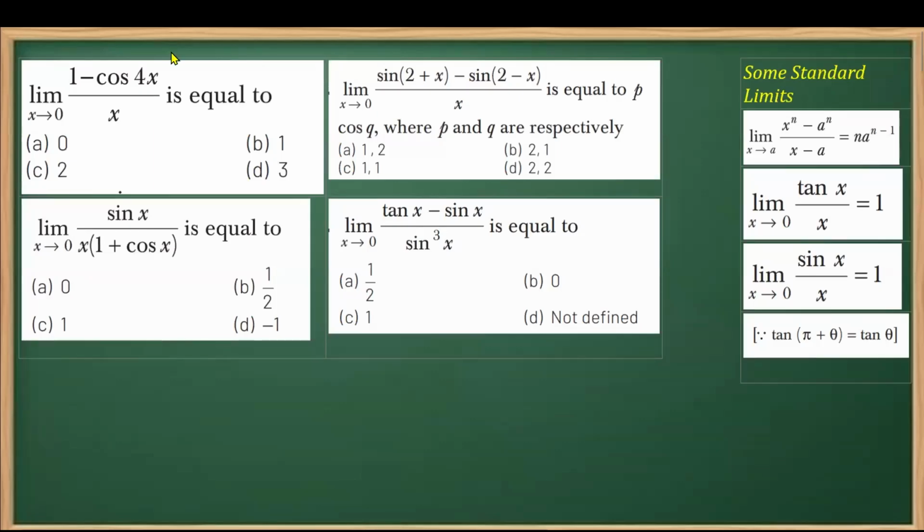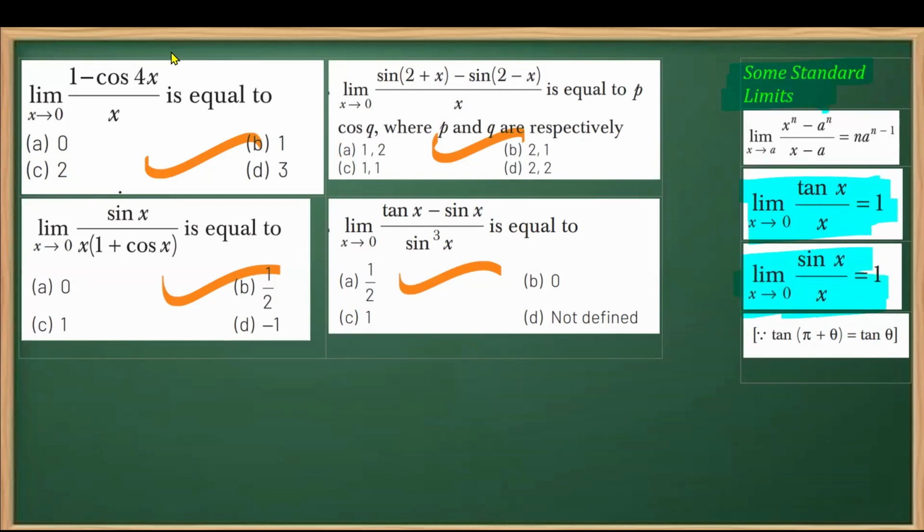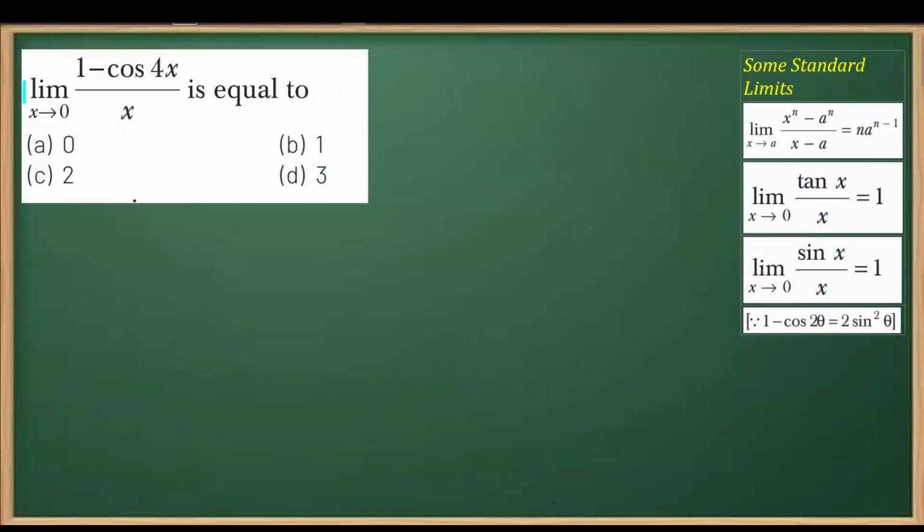In this video, we are going to do these 4 questions from the chapter limits, and these questions are based on the standard limits, that is limit x tends to 0 of tan x over x equals 1, and sin x over x is equal to 1. At the same time, we'll also be applying some trigonometric identity. Let's begin with the first one.